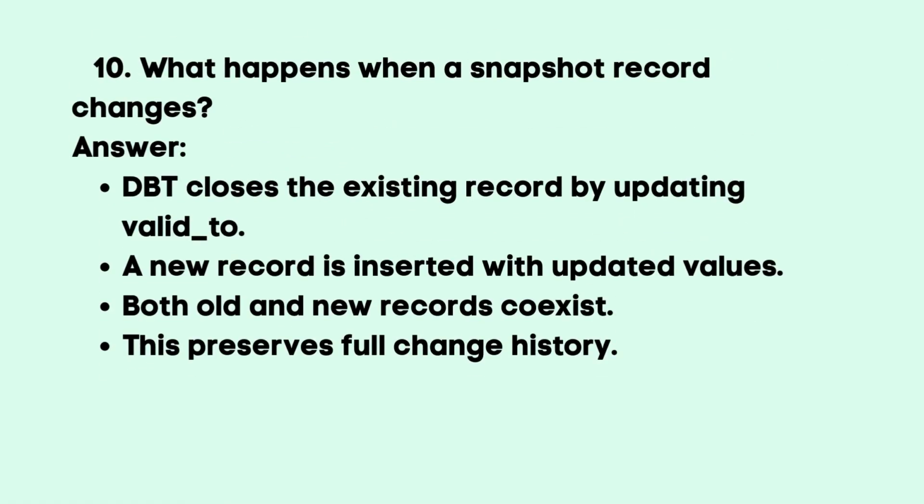What happens when a snapshot record changes? Answer: DBT closes the existing record by updating valid_to. A new record is inserted with updated values. Both old and new records coexist. This preserves full change history.